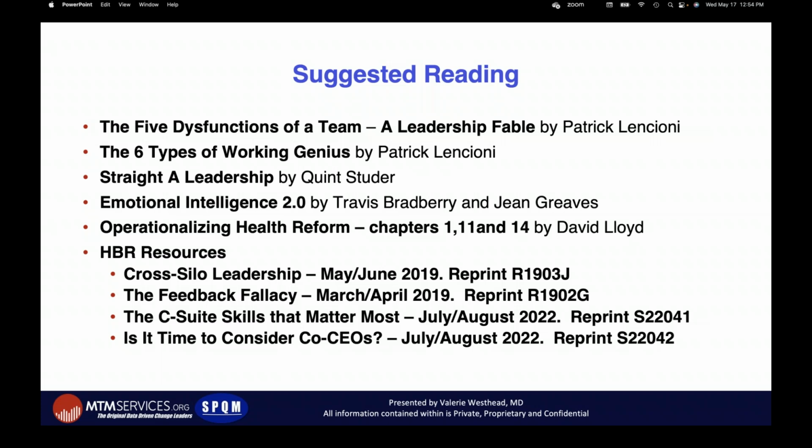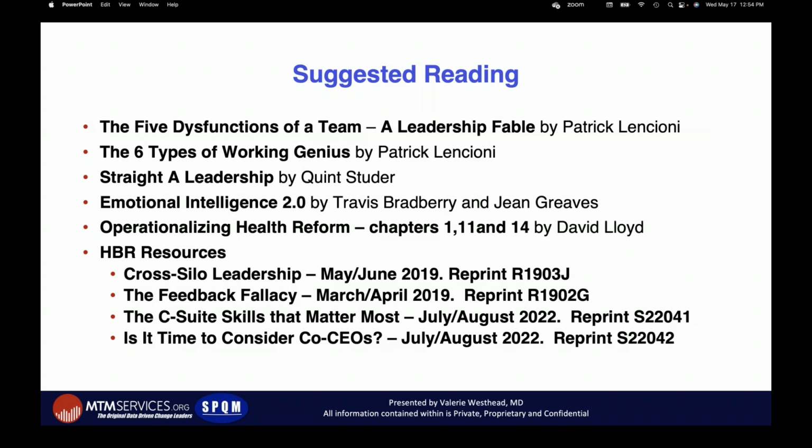It's also very helpful in thinking about my team in general, folks who report to me. Straight A Leadership by Quinn Studer. Quinn Studer has been in leadership in the hospital setting, so he comes from a medical background, although he's not a medical person. I find his books to be a really good way to think about how to be a good leader, how to really focus on what's important. So I encourage you to think about anything that he's written. If you haven't read Emotional Intelligence, we all need more of that.